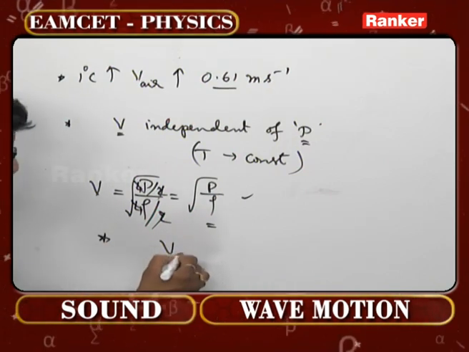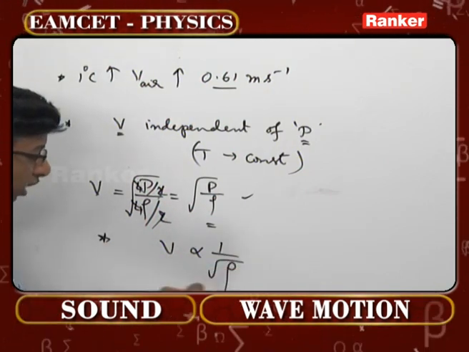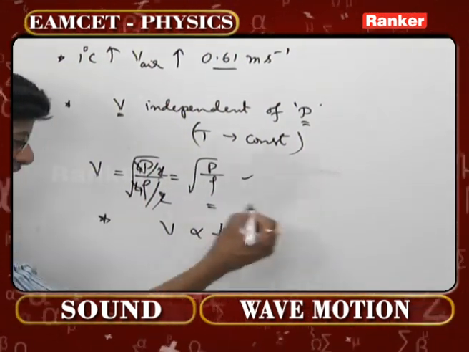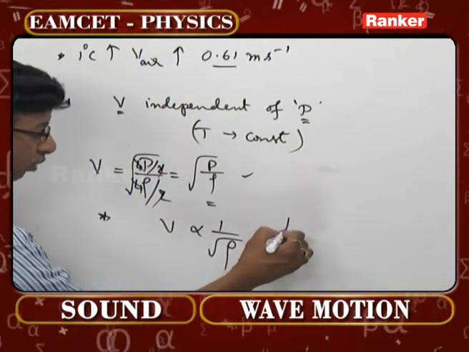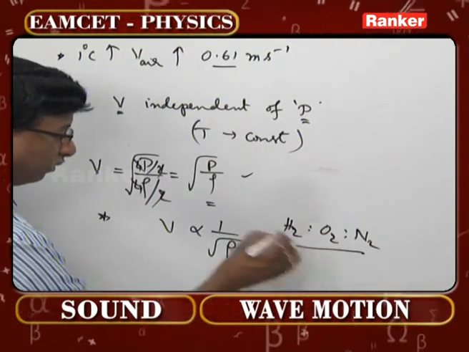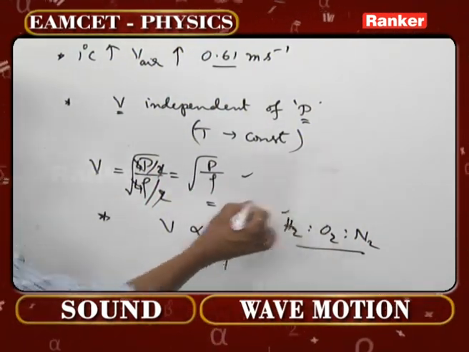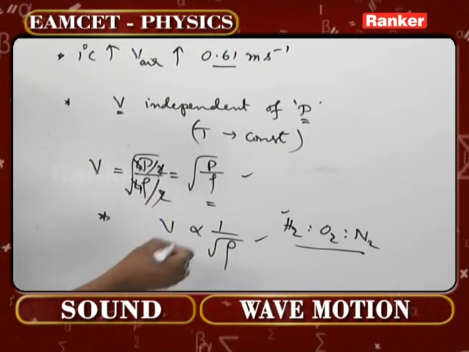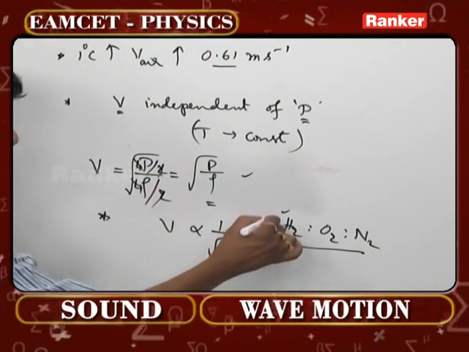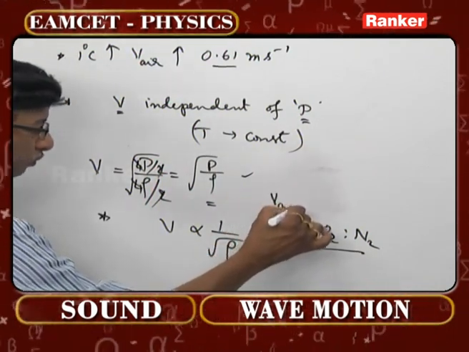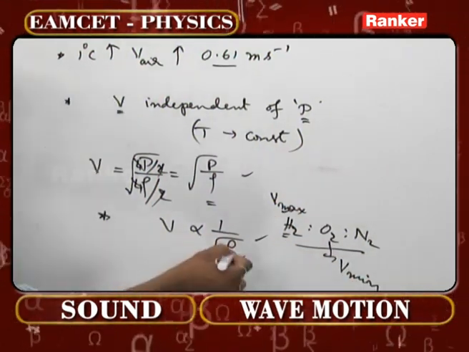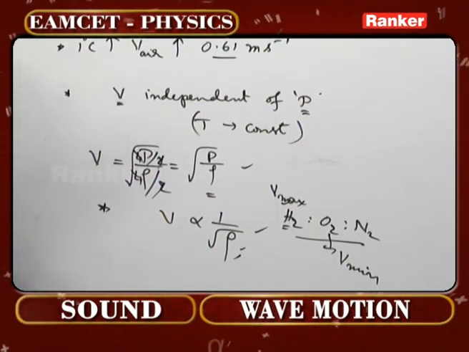Another thing, velocity is inversely proportional to the square root of the density of the medium. This is one of the very important formulae for you. For example, hydrogen, oxygen, nitrogen. If I take 3 gases like this, in which gas is the velocity of sound the greatest? Hydrogen has the least density, therefore the velocity of sound in it is going to be maximum, and in oxygen it's going to be the minimum. This is also one of the applications you just have to remember.